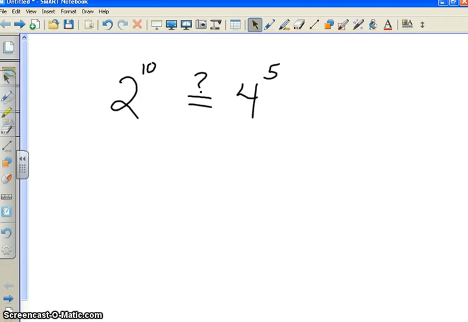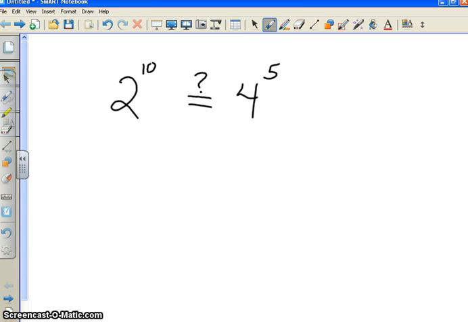Hey everyone, I've got a question for you. Is 2 to the 10th the same as 4 to the 5th? Yeah, you might be reaching for your calculator right now to figure out how much 2 to the 10th is and how much 4 to the 5th is, but really we don't need to, because we know a law of exponents that will help us out here.